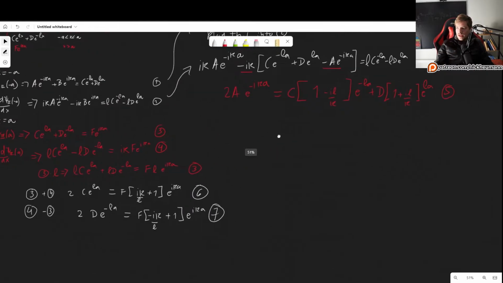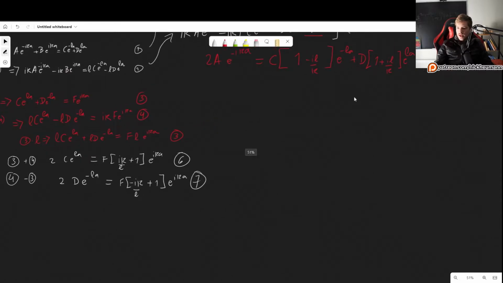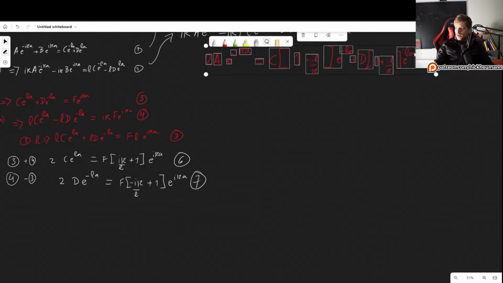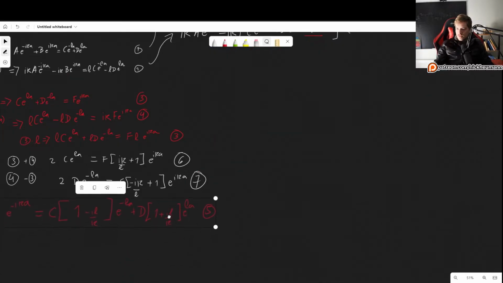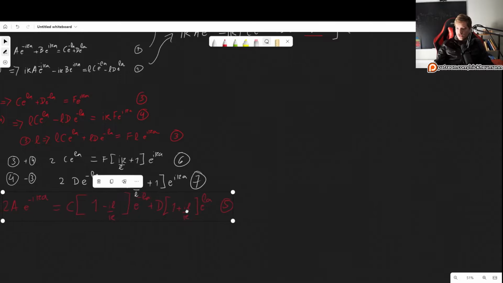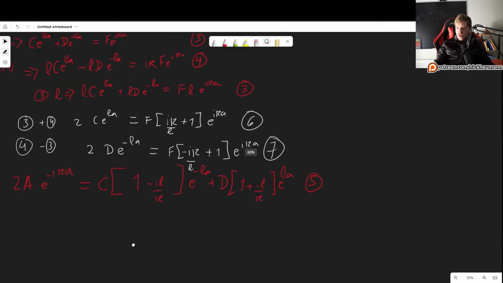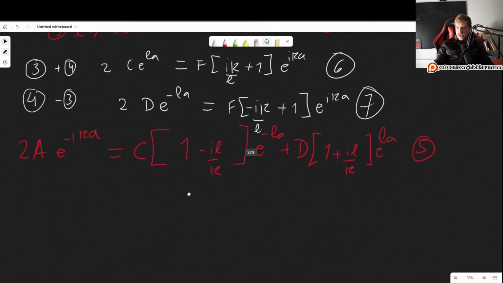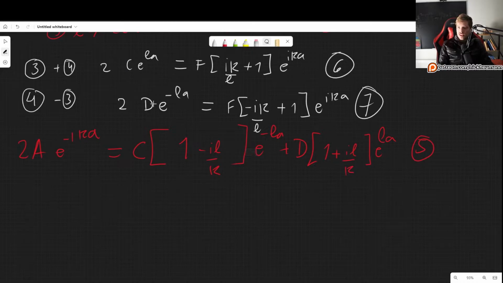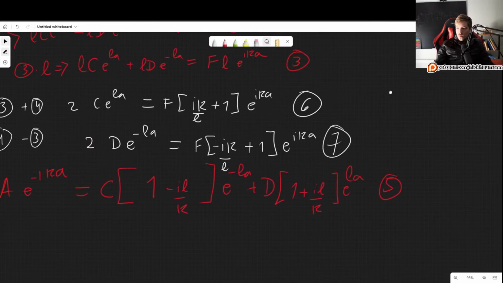And now let's put it right next to equation 5. So I'm going to grab it and move it. So this right here is equation 5. So these are our 3 new equations. And notice that we have an expression for C and D right here. Or, well, we almost have them. We have to do a little bit of simplifying.